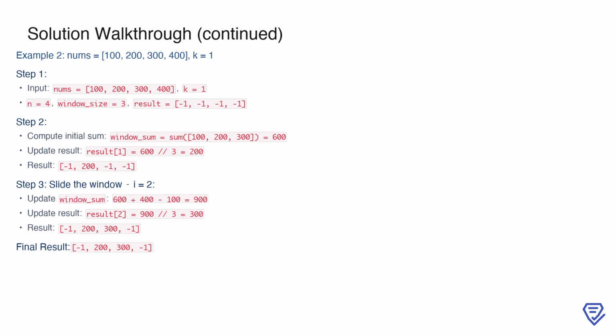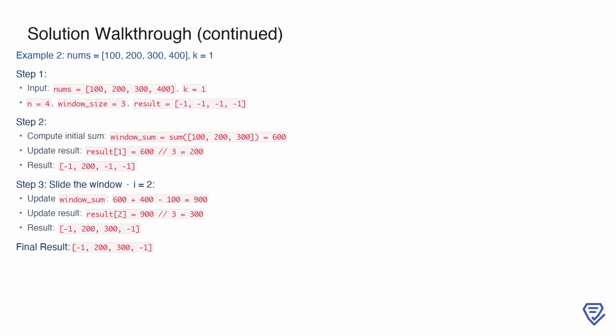The sum is 600. And the average is 600 // 3 equals 200. This value is placed in the result array at index 1, so the result becomes [-1, 200, -1, -1]. Now, we slide the window to include the next set of elements.